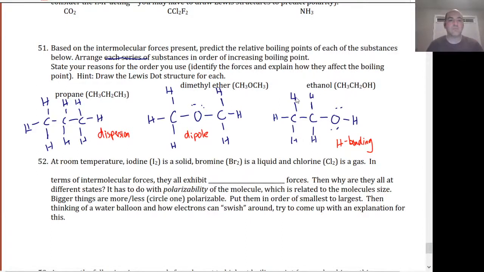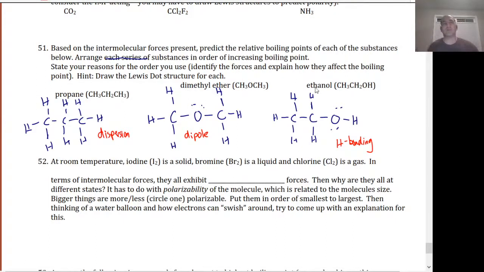And so there we go. We determined our difference in intermolecular forces, and therefore we can determine our difference in boiling point. So we would expect ethanol to have the highest boiling point, dimethyl ether to be second, and propane to be third. And in fact, that is true.